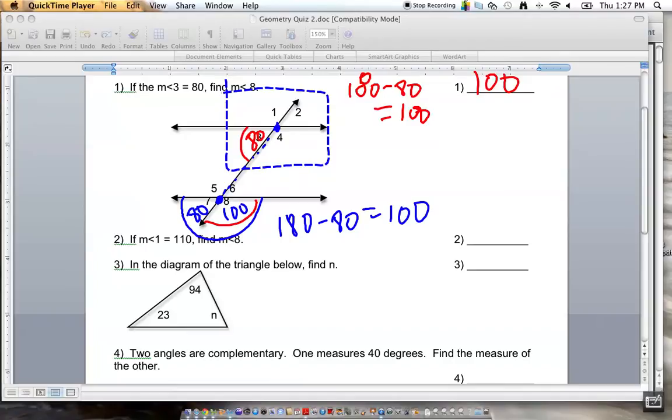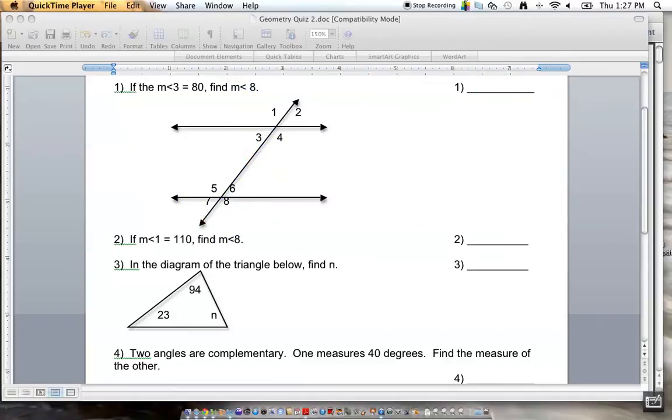Now, number 2 refers to the same diagram, so let's do them both the same way. Measure of angle 1 is 110. What about the measure of angle 8? Now, is angle 1 acute or obtuse? Better said, is it German or Italian? German. It's obtuse. Since this is 110, angle 8, is it acute or obtuse? So if this is obtuse and it's 110, what's 8? 110.